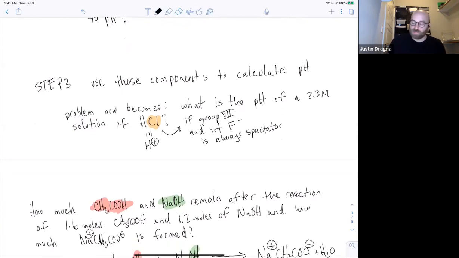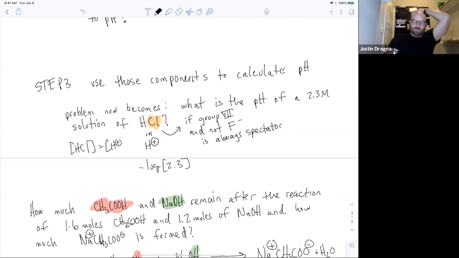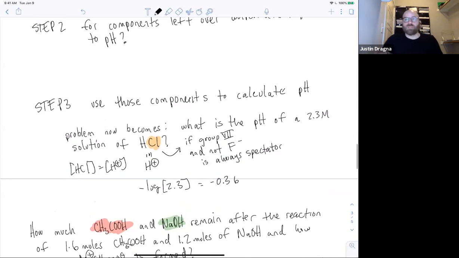And so really, when it's asking what's the pH of a 2.3 molar solution of HCl, it's saying what's the pH of a 2.3 molar of H plus. And so you just take the negative log of 2.3. So another way of saying this is that HCl equals H plus. And that gives us some low number. Negative 0.36, right?